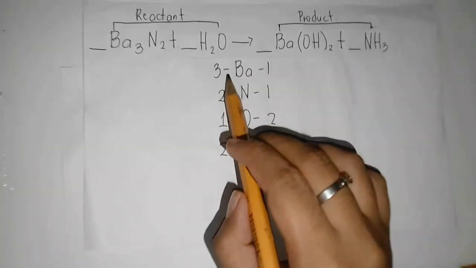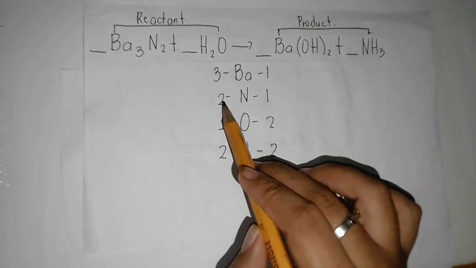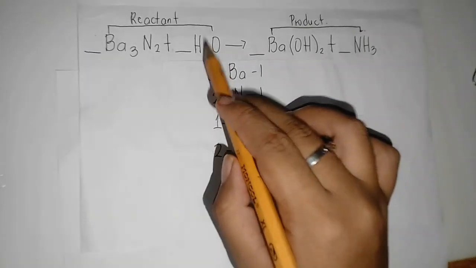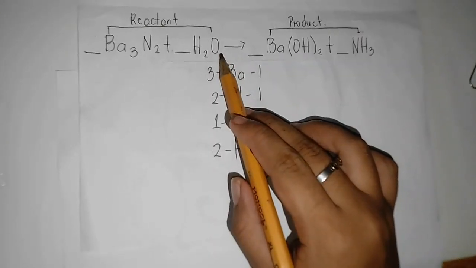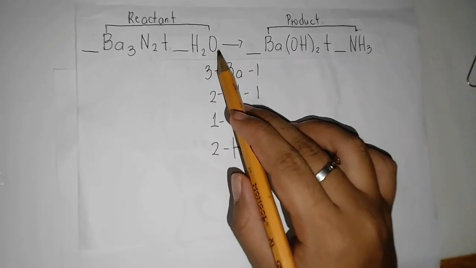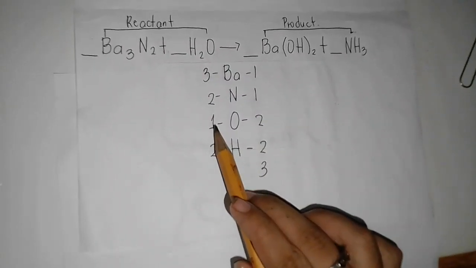Barium has 3 atoms. In nitrogen, we have 2 atoms. In hydrogen, we also have 2 atoms. Since in oxygen we have no number present, it is assumed to be 1, so we put 1 here.